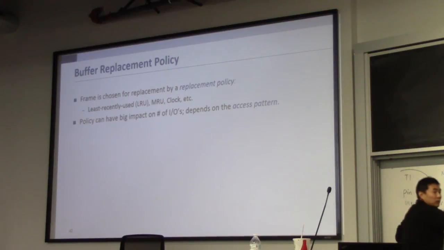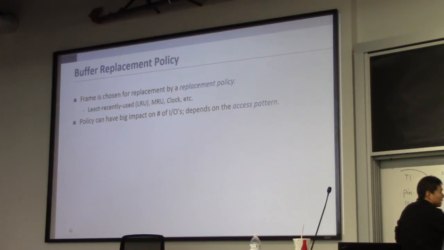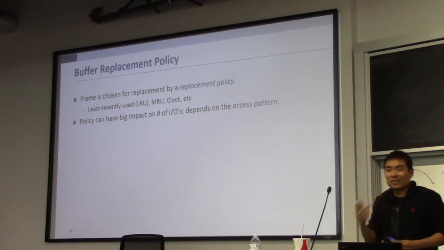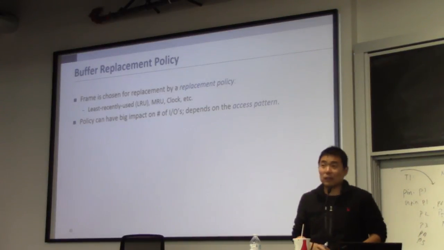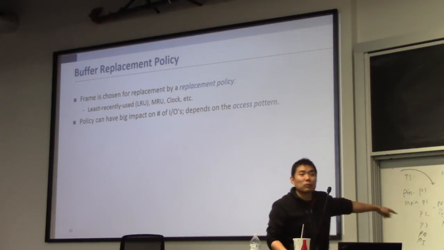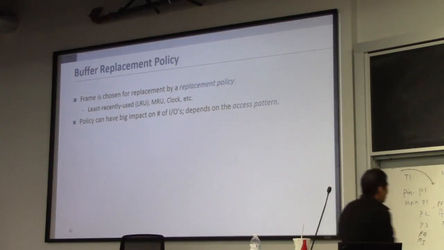So you end up replacing P4. Then I'm going to ask for P4. You end up replacing P3. So you are replacing the page you request, the very next page you request. So if that's the case, if you know this is the sequence, which policy should you be using? You should switch back to LRU.